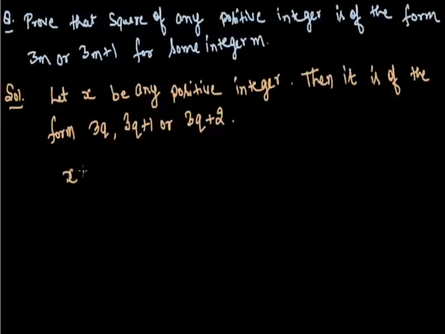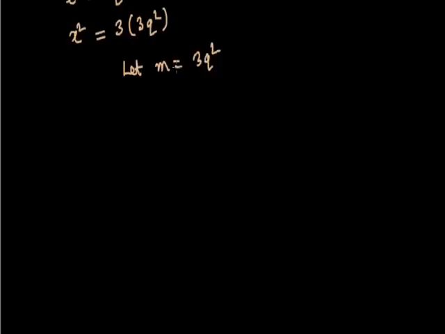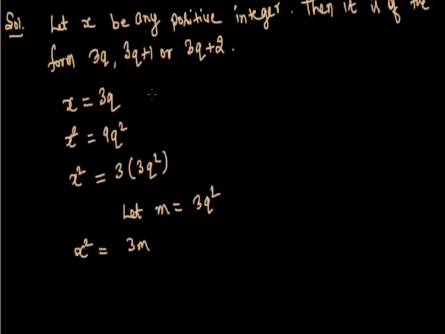Now x equal to 3q. Squaring, x square equal to 9q square. It can be written as 3 multiplied by 3q square. Now let m equal to 3q square. So x square equal to 3m. So this is case first.